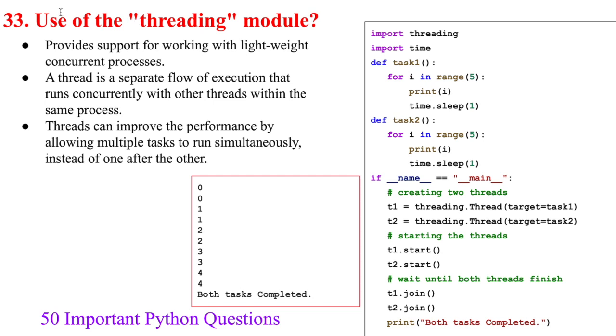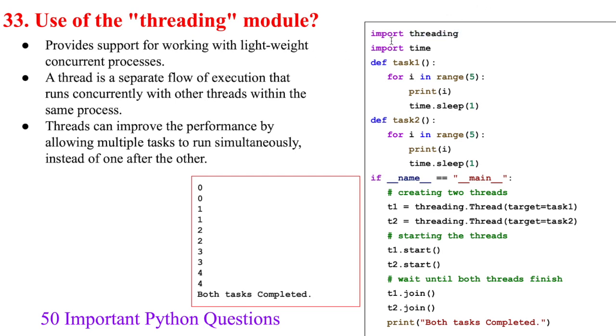The question is how to use the threading module in Python programming. The threading module in Python provides support for working with lightweight concurrent processes or threads. Threads are separate flows of execution that run concurrently with other threads within the same process, allowing multiple tasks to run simultaneously and improve the performance. The threading module provides a number of functions and classes for creating and manipulating threads, including a Thread class, which is used to create a new thread of execution.